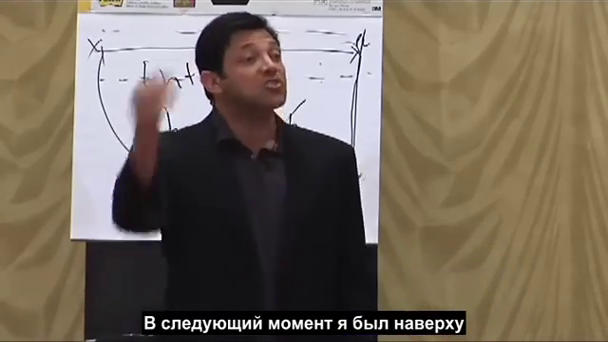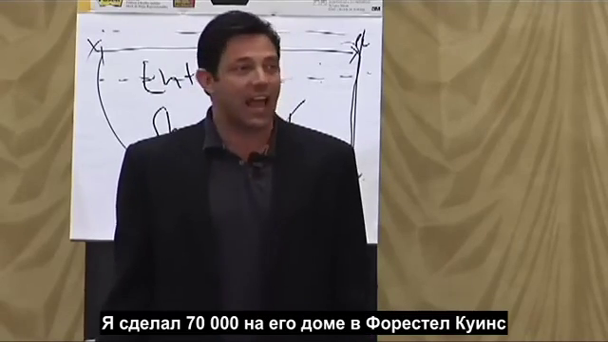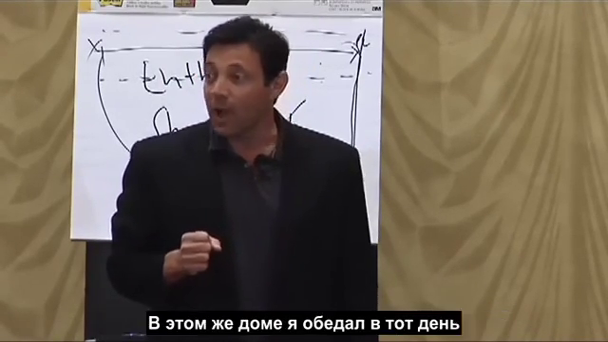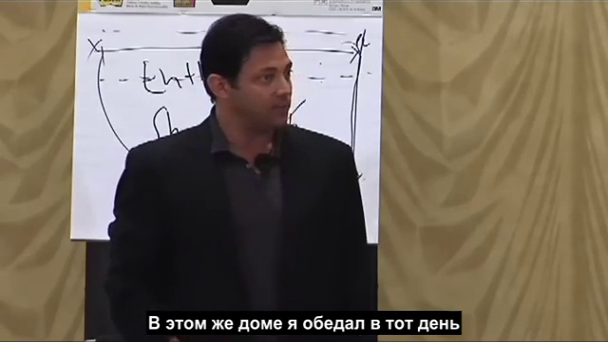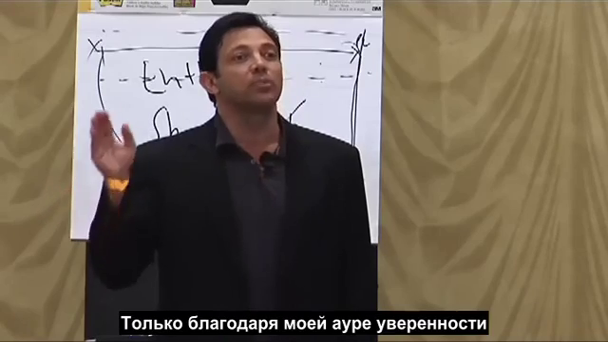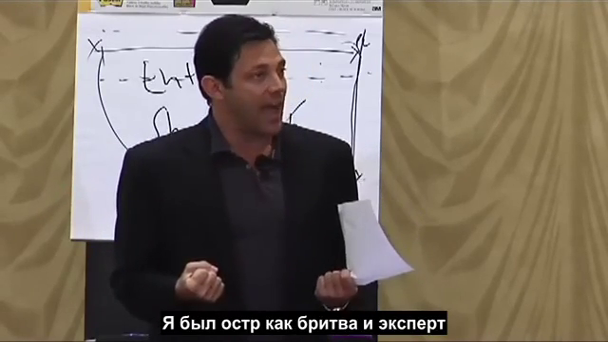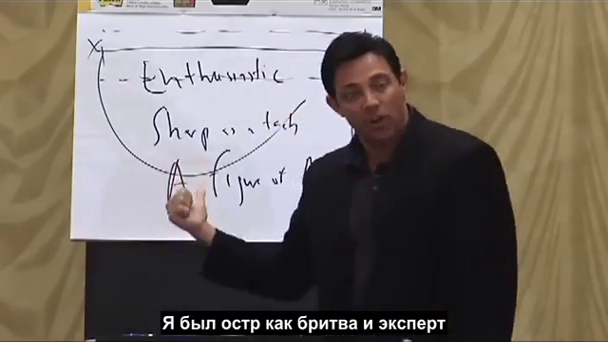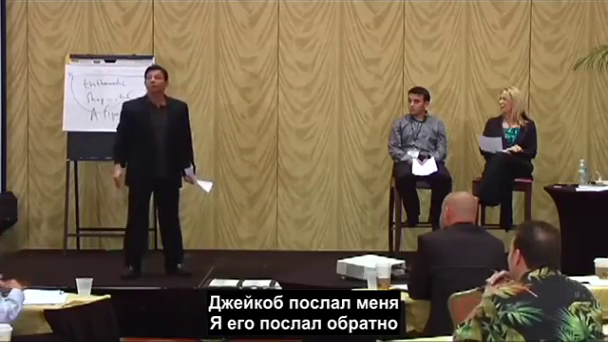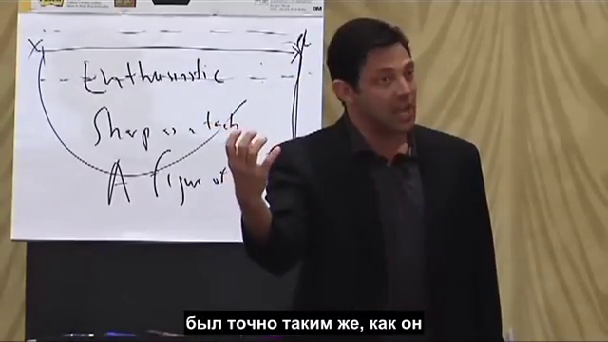Before I knew it, I was upstairs with Jacob in his office. I made $17,000 refinancing their house in Forest Hills, Queens. I was at their house for dinner that night. They did not know who I was, simply because of my rapport, my confidence, the aura that I had, that I was sharp as a tack and I was an expert. Jacob told me to screw off. I was like, screw off yourself. I was pacing him and leading, matching and mirroring, being just like him, right?